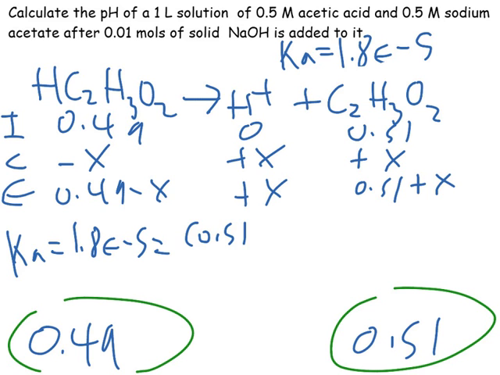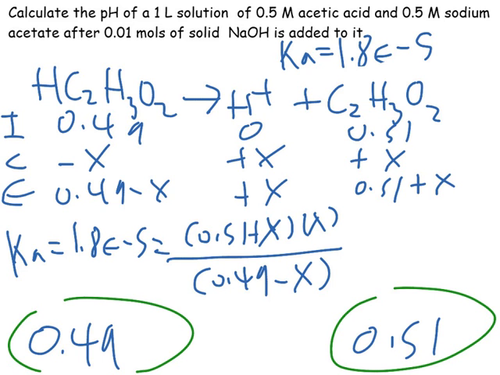Almost there. And we divide that by 0.49 minus x. Fortunately, x is going to be really small, so we don't have to multiply all this crazy stuff out. We can pretend that these x's aren't here. Now all we have to do is solve this relatively simple problem, and you get that x is equal to 1.7 e to the negative 5.